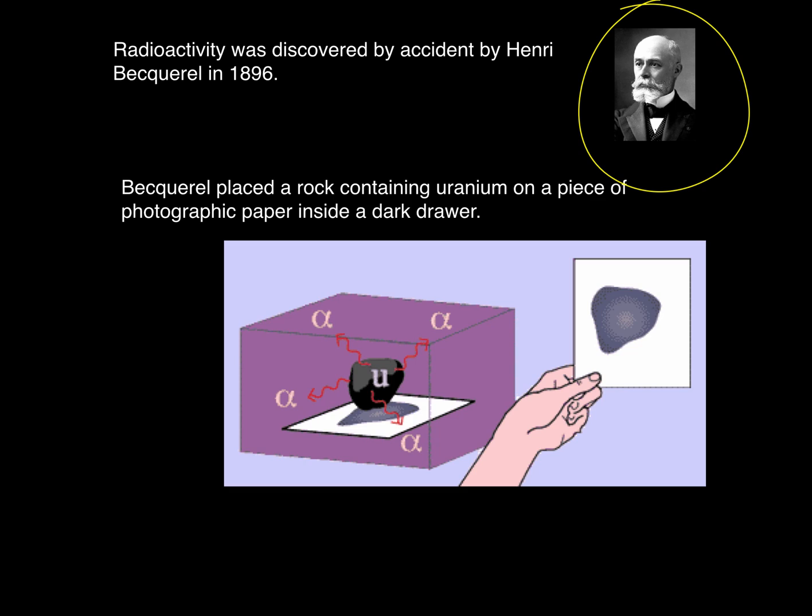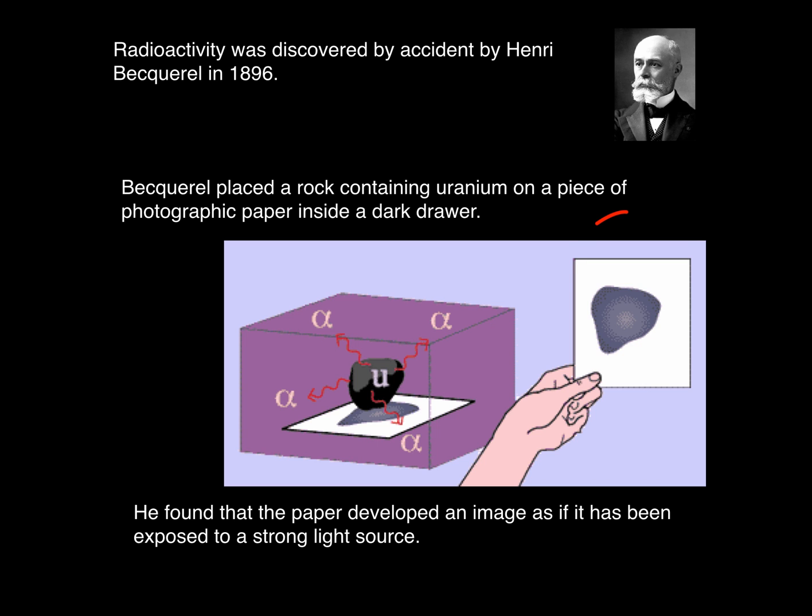Radioactivity was discovered by accident by Henry Becquerel in 1896. Becquerel placed a rock containing uranium on a piece of photographic paper inside a dark drawer. He found that the paper developed an image as if it had been exposed to a strong light source, even though there was no light inside the drawer.